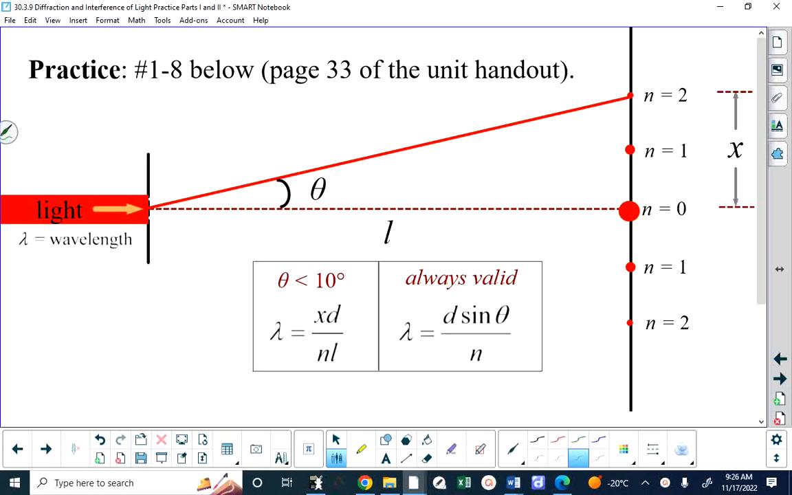So does anybody have any questions from page 33, questions 1 through 8 you'd like me to go over? Carly? Number 5. Okay, let's take a look at number 5.